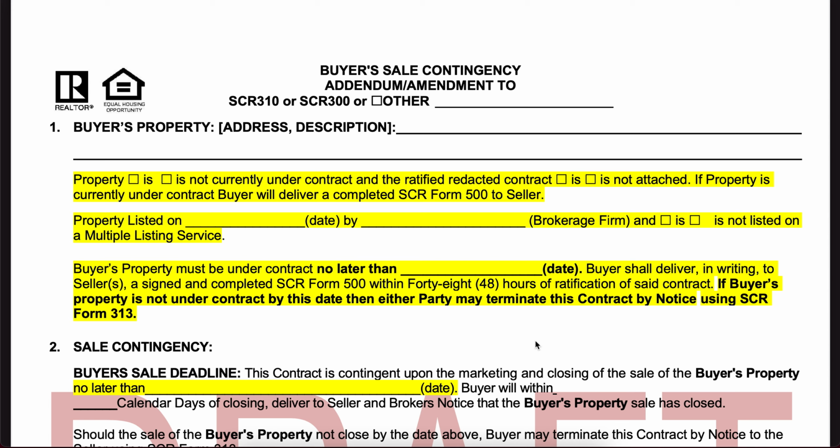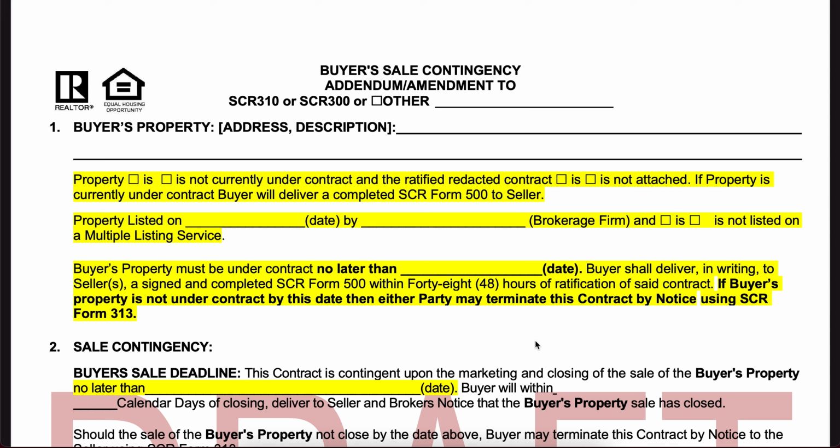The purpose of this form is if a buyer needs to sell their current home in order to purchase a new home, they will use this form and attach it to the contract. The changes to this form will be highlighted in yellow. Do note, however, when the form goes live, those highlights will not be there anymore, so do take note of where the changes have occurred.